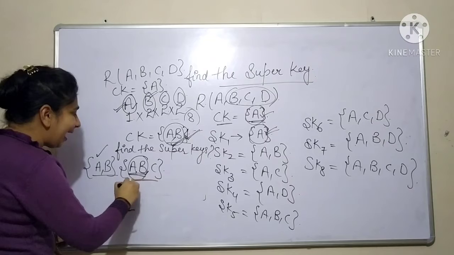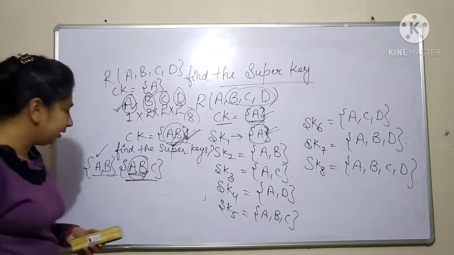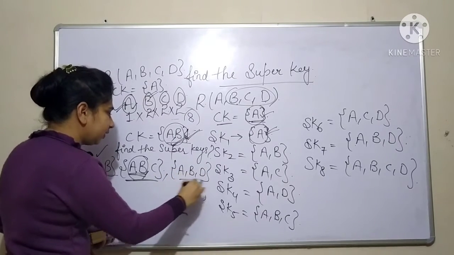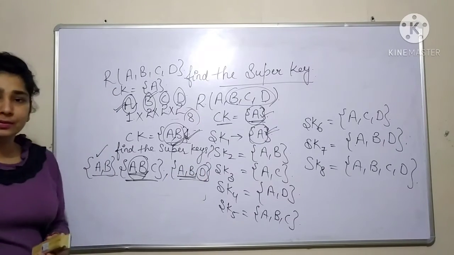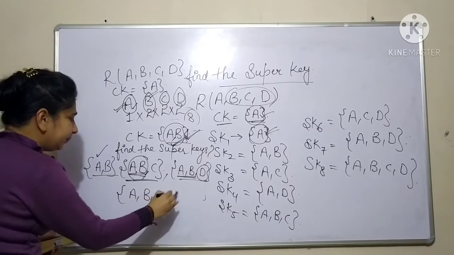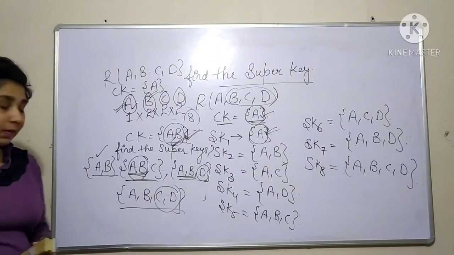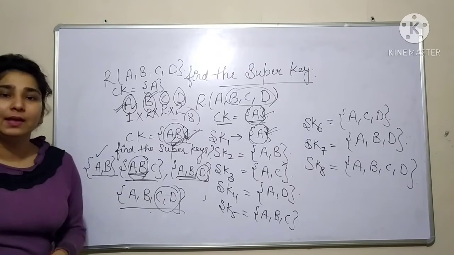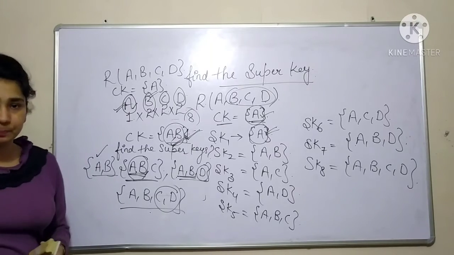What we are doing is adding one extra attribute to this candidate key. Next we have A, B and D. We are adding one extra attribute to the candidate key. The next possibility is A, B, C and D. We are adding two extra attributes to the candidate key. So these four possibilities are going to be there. Four super keys are going to be present.